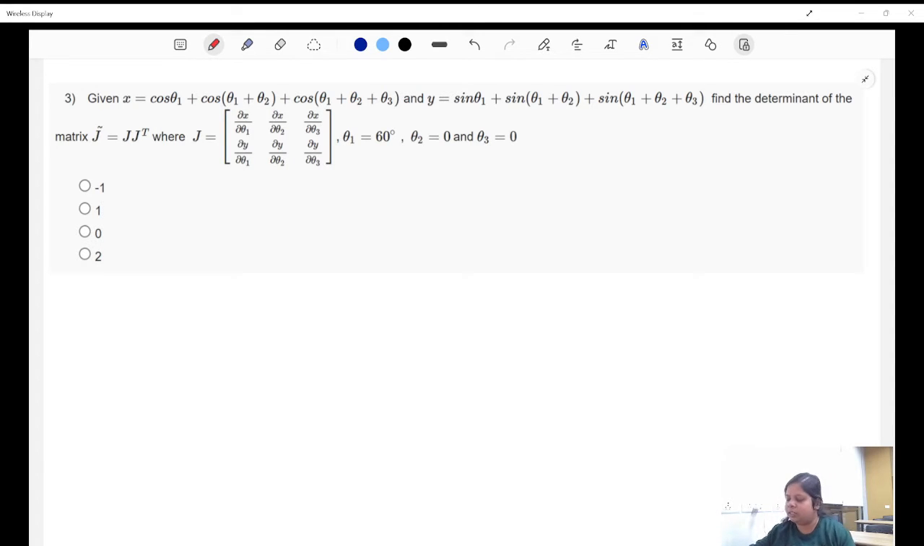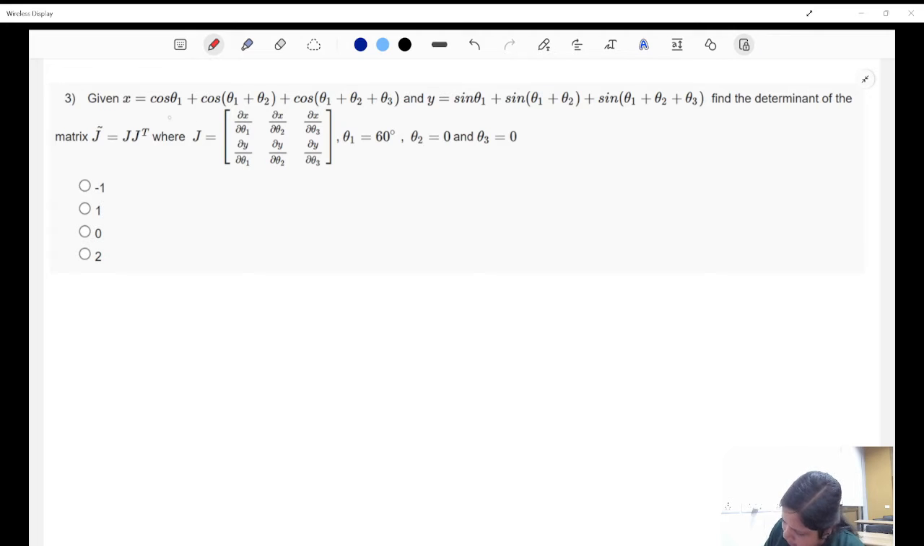We have to also substitute the value of theta 1, theta 2, and theta 3. So this is a basic differentiation question that you should be able to solve. You should be able to differentiate partially with respect to a particular variable, keeping all the other variables constant, right?